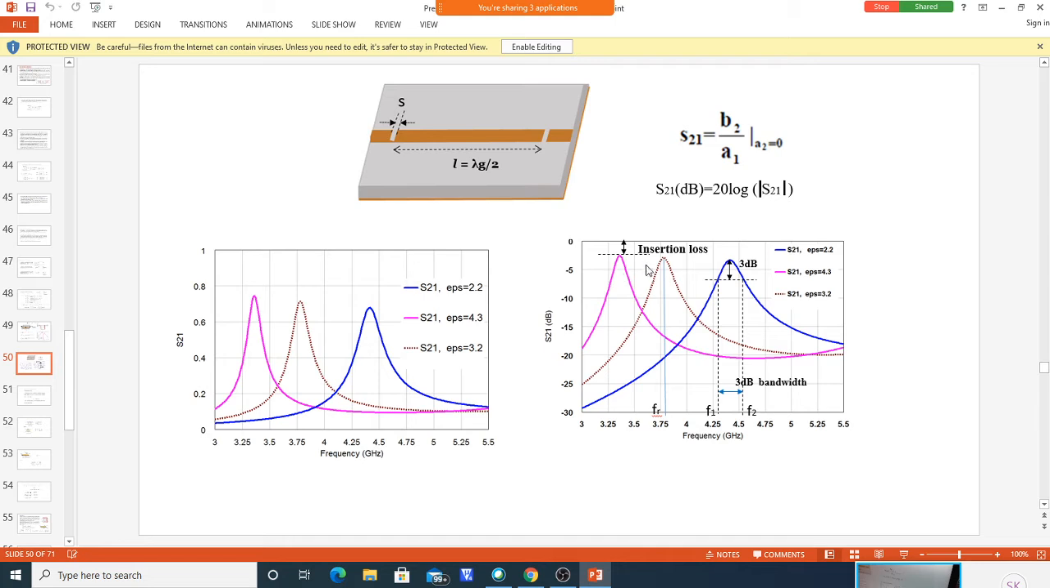So like this we can plot. From this, what we can come to know: see here is the frequency axis. This is the power, how much power is coming out of this.